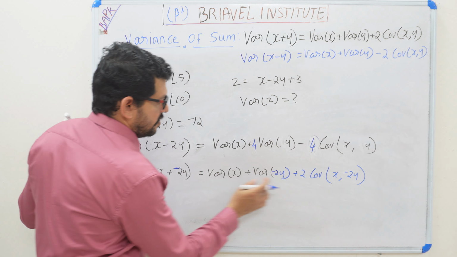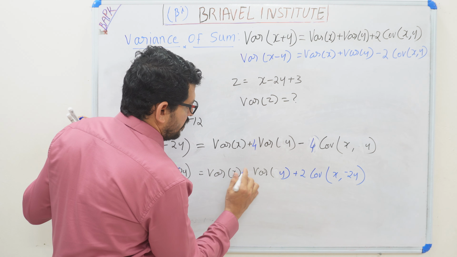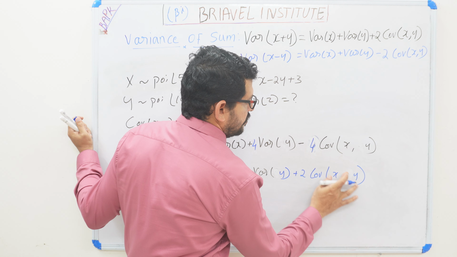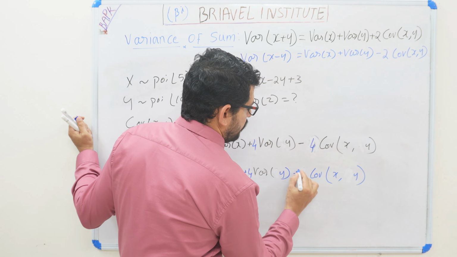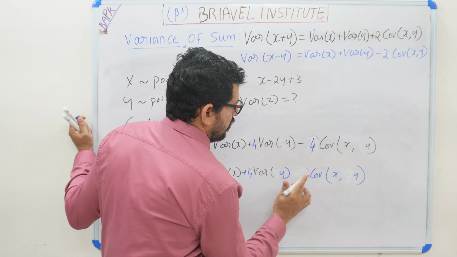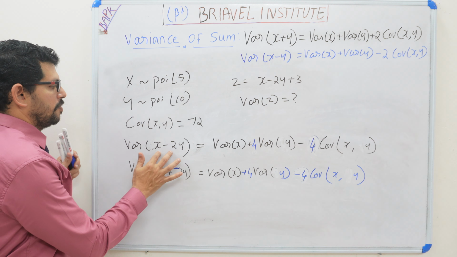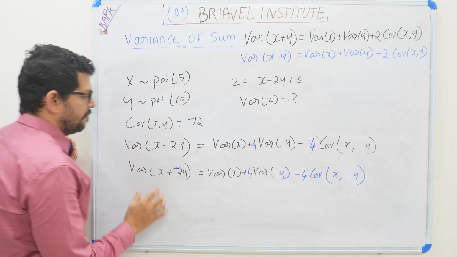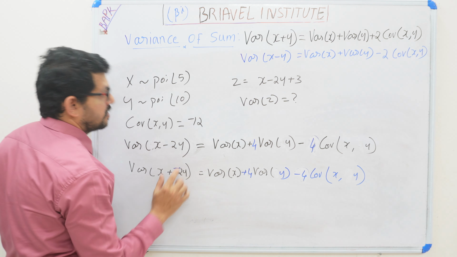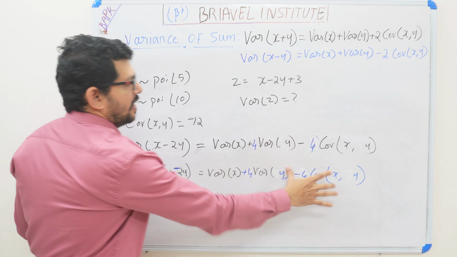In the same way here also, variance of X, and 2 squared we take outside, so plus 4. Here minus 2 we take outside, 2 multiplied by minus 2 becomes minus 4, so minus 4 covariance. Both methods work: for X minus Y we can take the formula directly, or use the variance of X plus Y formula, where it becomes minus 2Y. Then we can directly apply.